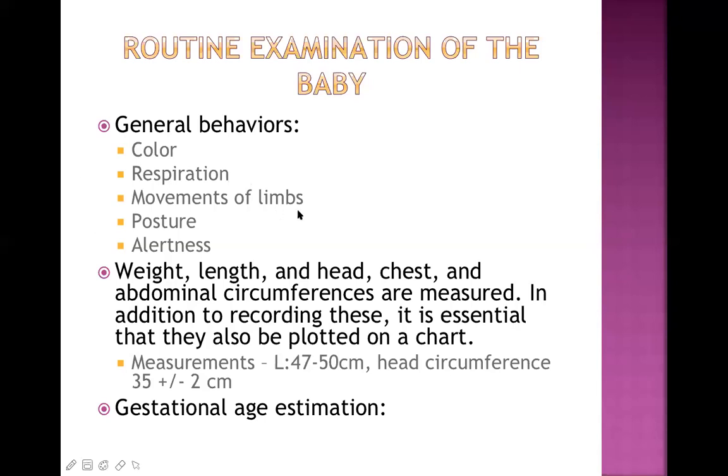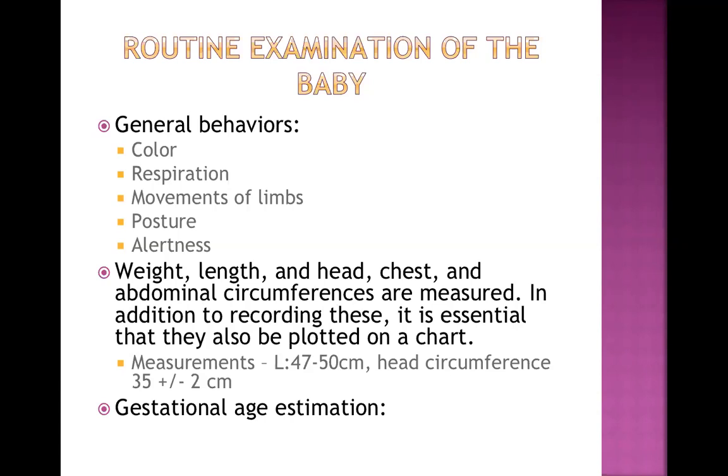Examine for the movement of the limbs. Examine for the posture of the baby and the alertness of the baby. How alert is the baby? A healthy baby should be alert. Now, at this time, I will take the weight if it was not taken before, but usually it is already taken at the time of birth. But length, head circumference, chest circumference, and abdominal circumference were not taken at the time of birth. So this is the time I take them and plot them into a chart.